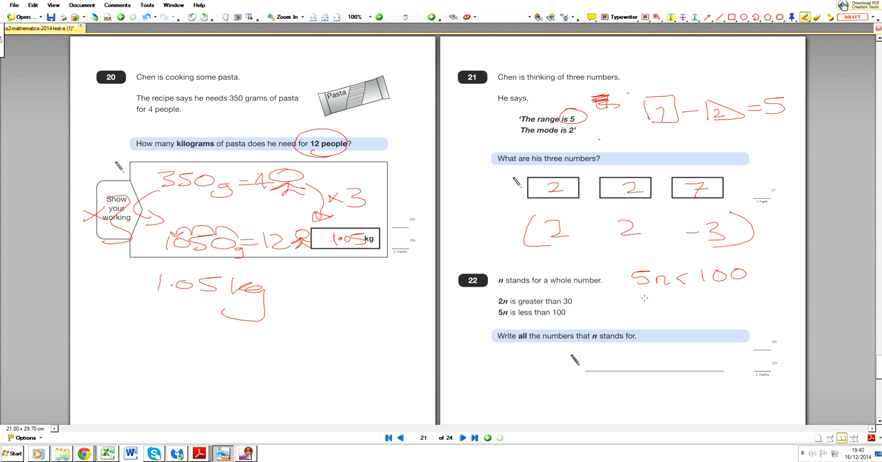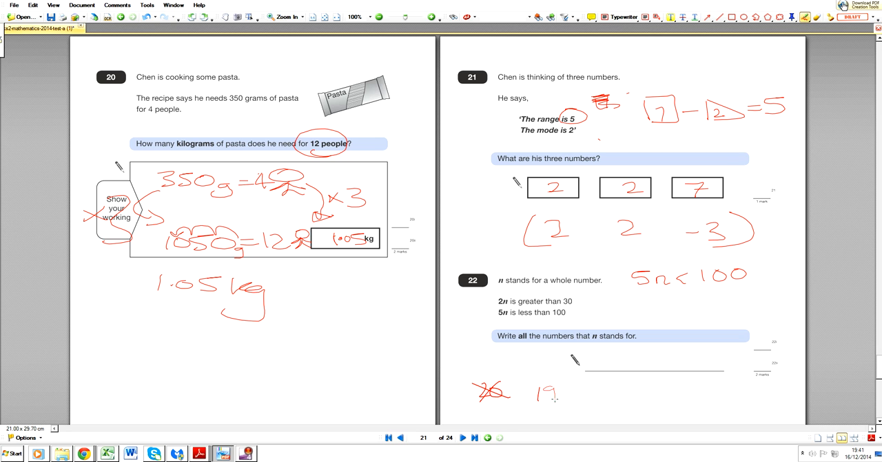Okay, that's fine. What would happen if n was 20? 5 times by 20 is? It would be 100. So could we have n as 20? No, because it's got to be less than 100. 5 times by 20 would give us exactly 100. You can't have 100. It must be less than 100. So 20 we can't use.